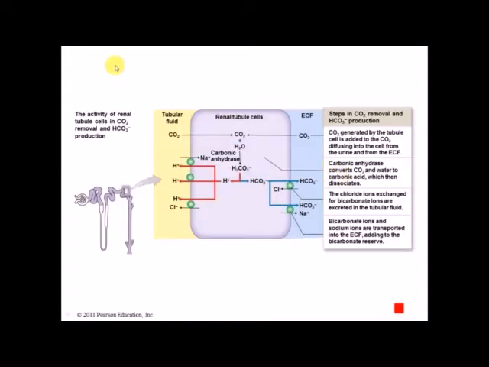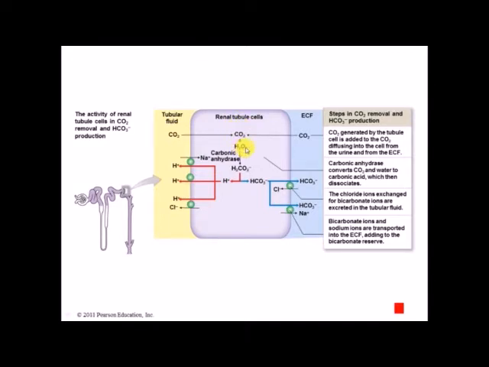So if we look at the activity of the renal tubules in CO2 removal and retention or production of bicarbonate, so this is your tubular fluid, this is your extracellular fluid. So the CO2 that is going to be generated by the tubular cells is added to the CO2 that's coming from your extracellular fluid. So this is from your tubular fluid, your extracellular fluid going into those renal tubule cells.